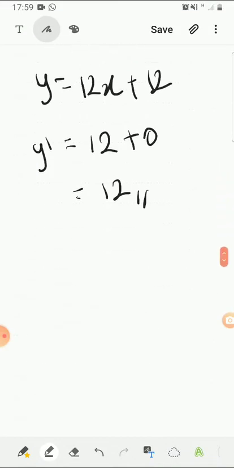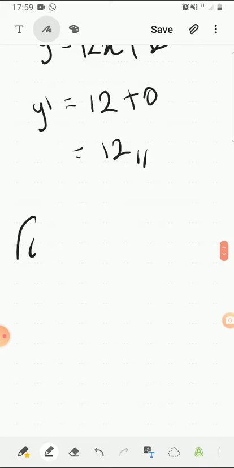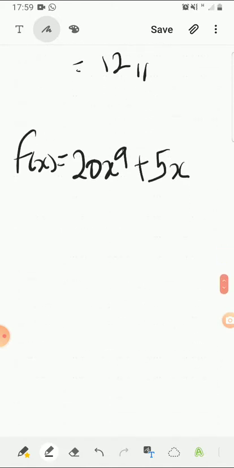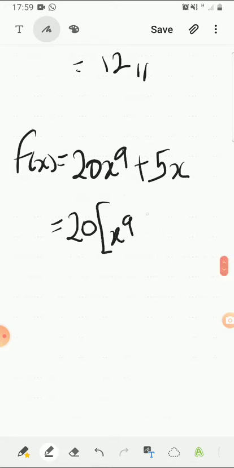Okay, so you have f of x equals to 20x raised to the power of 9 plus 5x. Alright, now like I said, f of x is still the same thing as y. You can use that here if you wish. First of all, bring out 20. Now you're working with x raised to the power of 9 plus 5x.